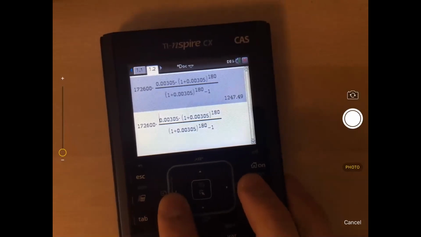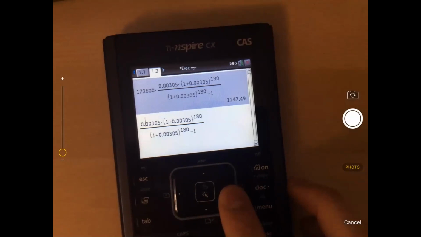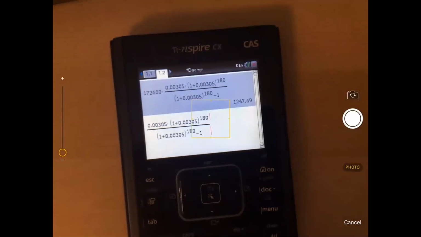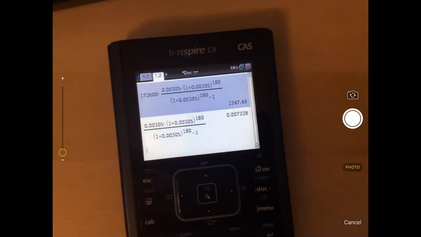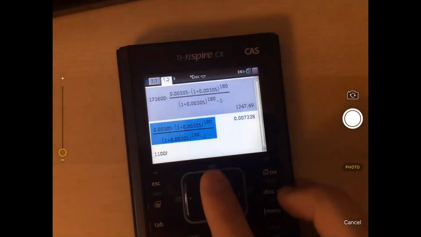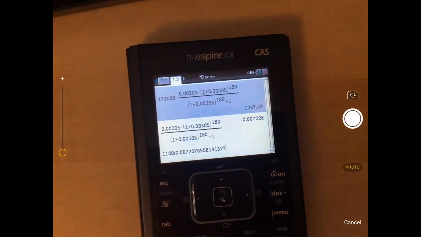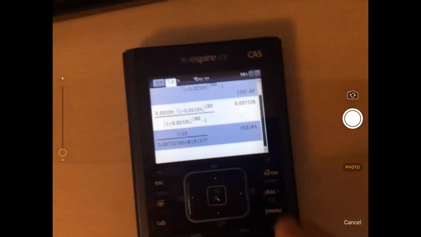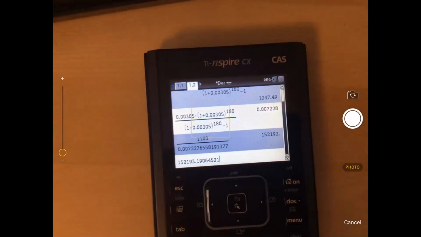And I don't need the 172,600 part. So I'm just going to get this value. Hit enter. It's equal to that. And I'm doing 1,100 divided by this value. So if you highlight this, it's actually going to give you all the decimals, so it's accurate enough. Bam. And so that's 152,193. And let me get some decimals near a cent. 152,193.19.